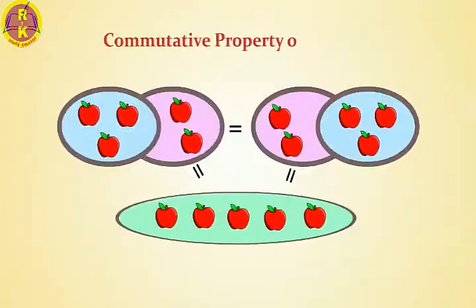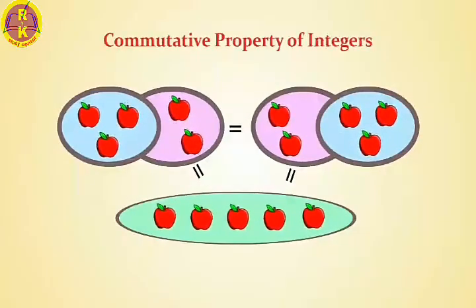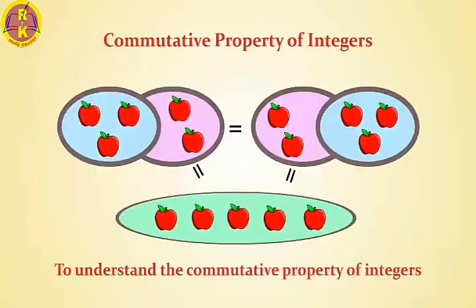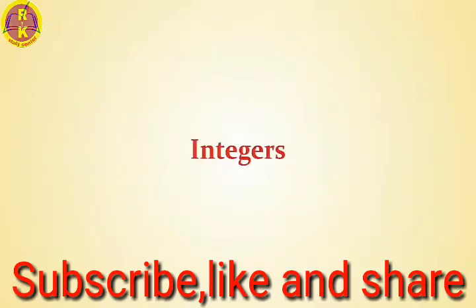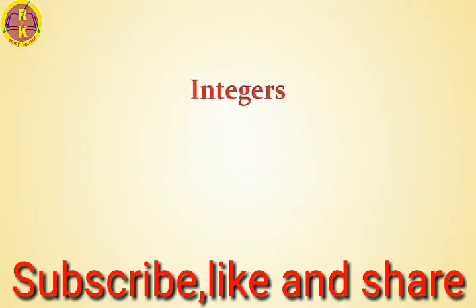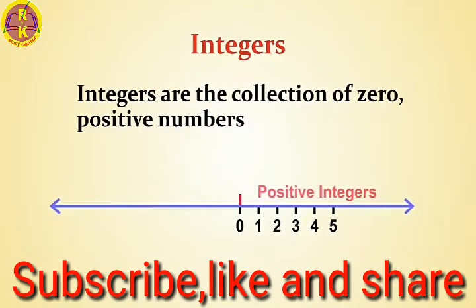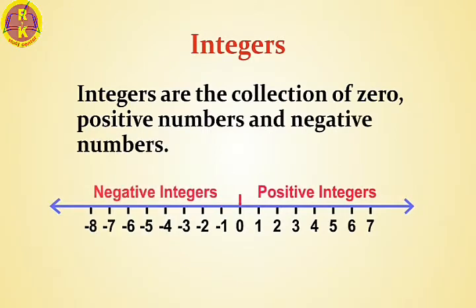Commutative property of integers. Objective: to understand the commutative property of integers, you must be familiar with integers. Integers are the collection of zero, positive numbers and negative numbers. We can draw integers on the number line as shown.